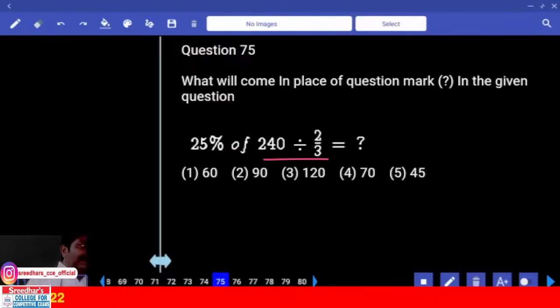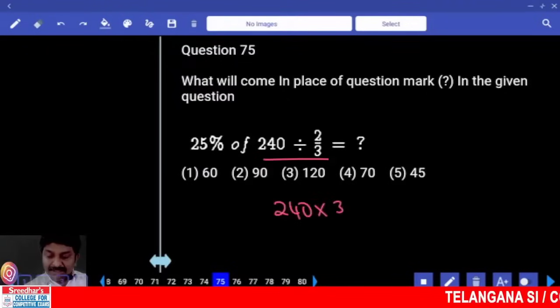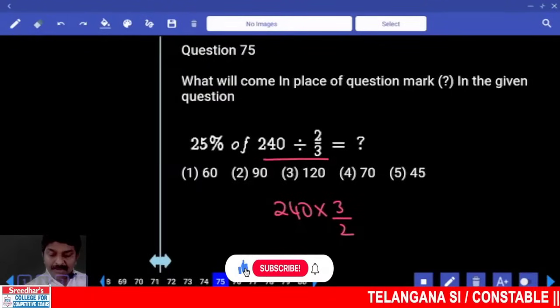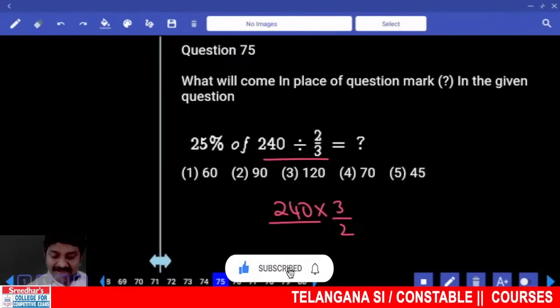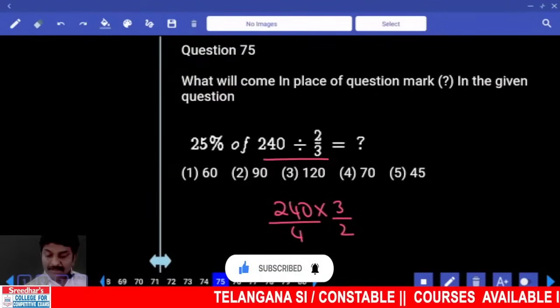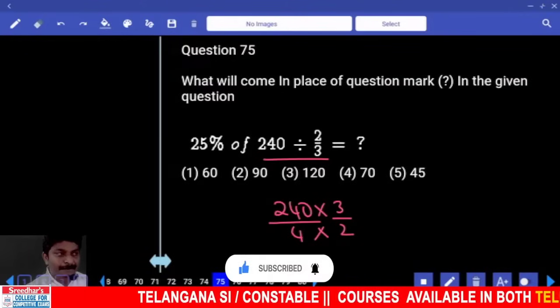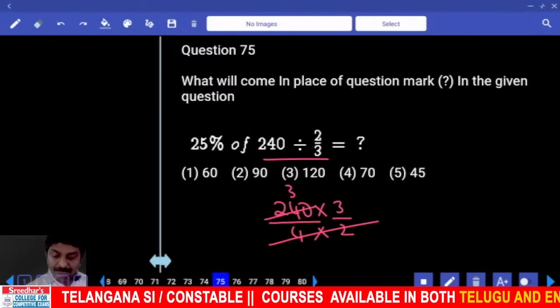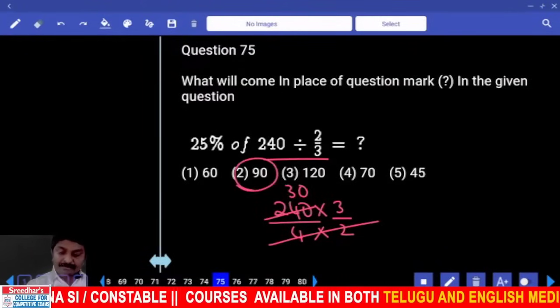Let me first calculate this. Divided by 2 by 3 can be written as into 3 by 2. 25% can be treated as 1 by 4. Now what is denominator? 8 how many times? 30 into 3, 90.